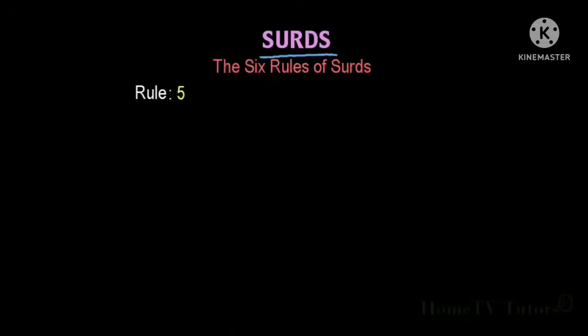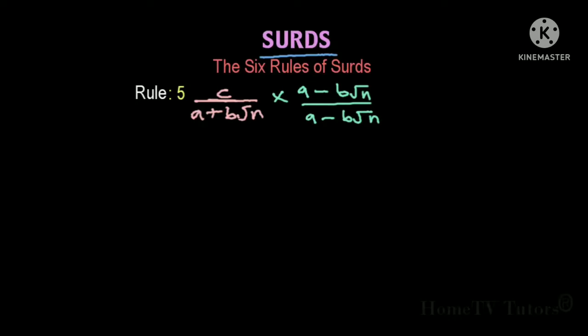The fifth rule of surd is C over A plus B square root n. To be multiplied by, you multiply the top and the bottom by A minus B square root n and A minus B square root n. So it's like you're rationalizing the denominator. The only thing that changes is the sign.